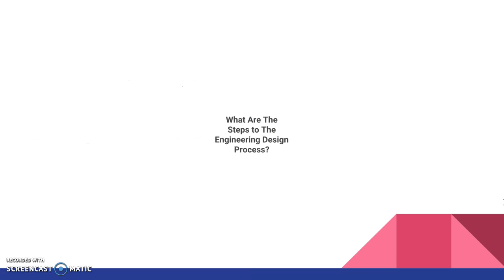So if we think about what the different steps to the engineering process are, it must be a very complicated thing because building things is very complicated. But in actuality, it's fairly simple. The engineering process that we use has 5 steps in it. Our first step is to simply ask questions.